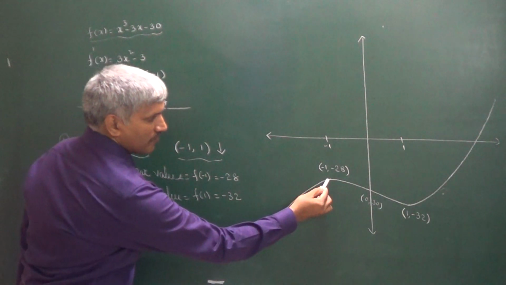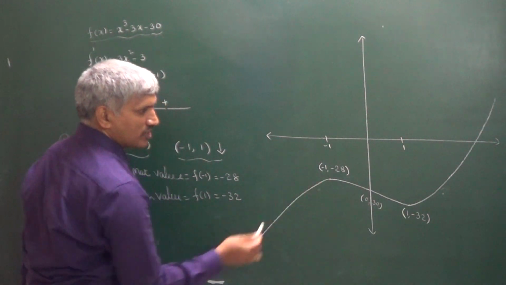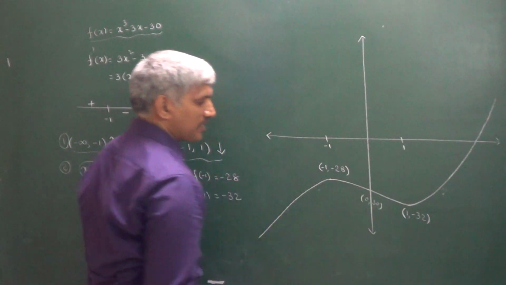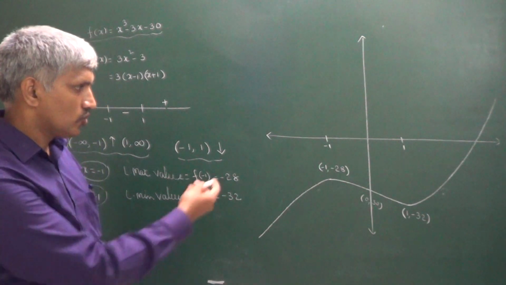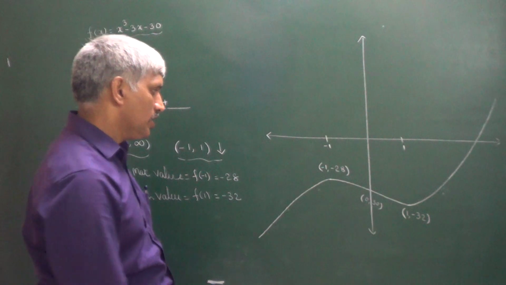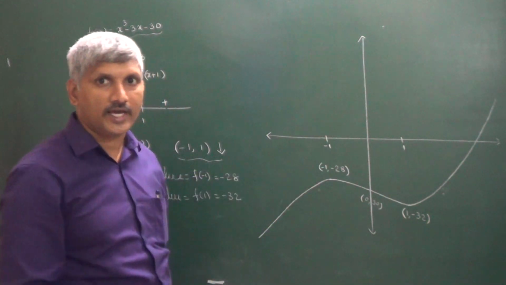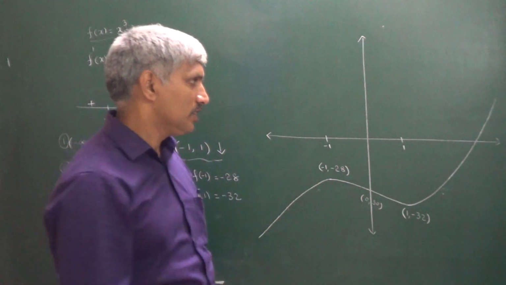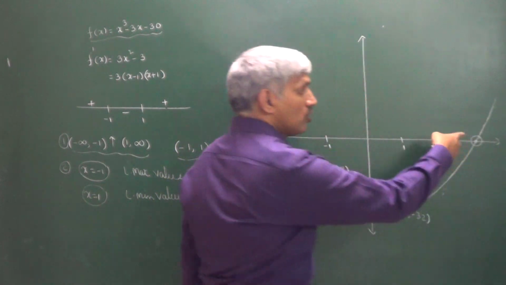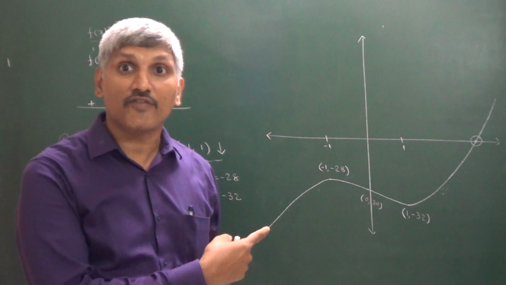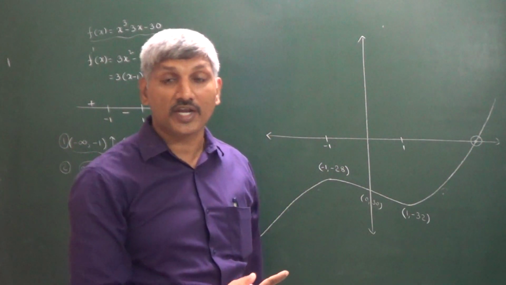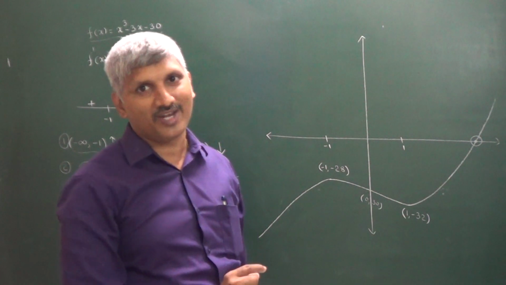At minus 1 we have a local maxima, minus 28. At 1 we have a local minima, equal to minus 32, right? So that is the graph of the function. Whether you observed or not, this graph is intersecting the x-axis at only one point. That's why there is only one real root. That root is also a positive root, because the graph intersects the positive side of the x-axis. That's why it has only one positive real root, right?